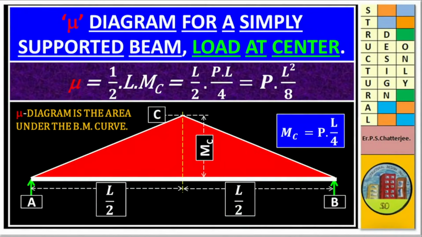Mu diagram for simply supported beam, load at center. Mu diagram is nothing but the area under the bending moment curve. This is our bending moment curve, and this red portion is the area under the BM curve. So mu is equal to half into L into MC. MC is the height of a triangle. So L by 2 into P into L by 4 is equal to P into L square by 8. It is the area.